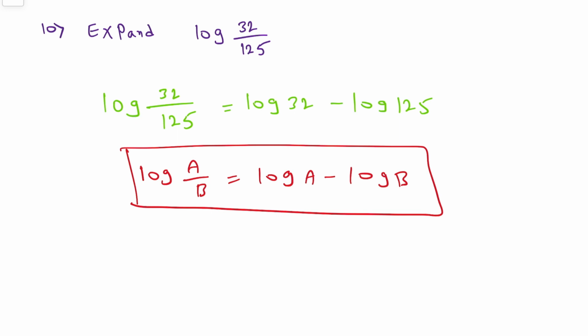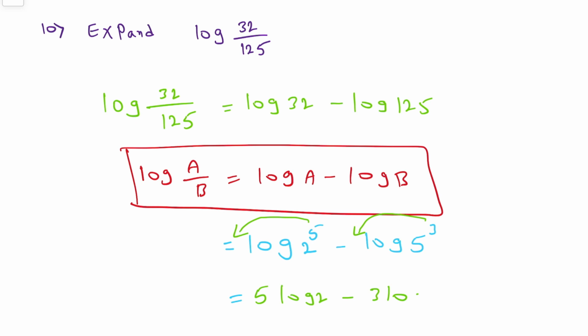Now for log 32, the prime factorization is 2 power 5, minus log 125, whose prime factorization is 5 power 3. Again, in logarithms, the power will come to the front. So it will become 5 times log 2 minus 3 times log 5. That's it. We cannot simplify anything. So the expansion of log 32 by 125 is 5 log 2 minus 3 log 5.